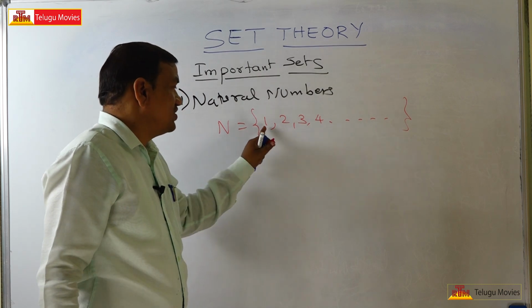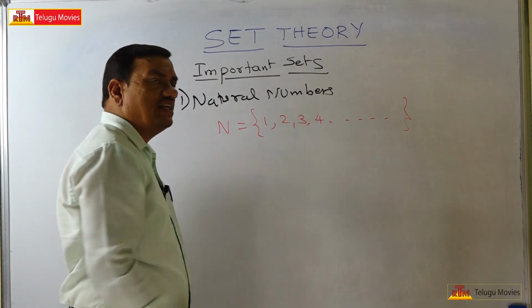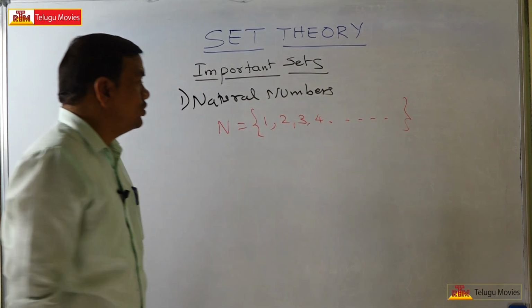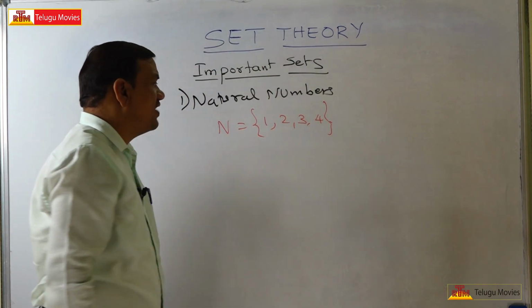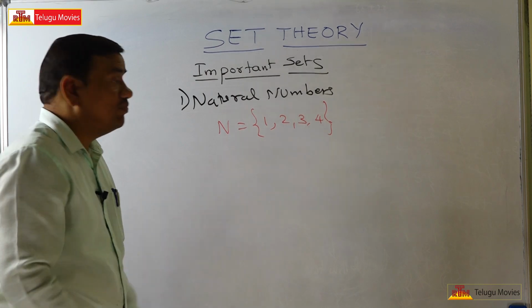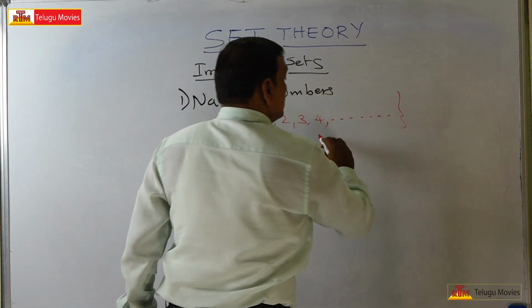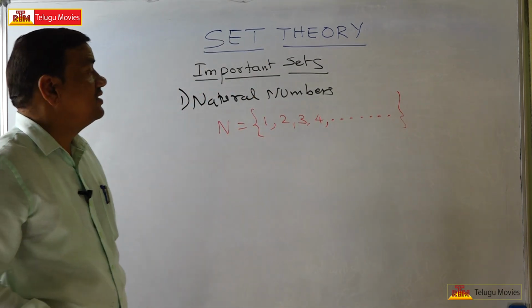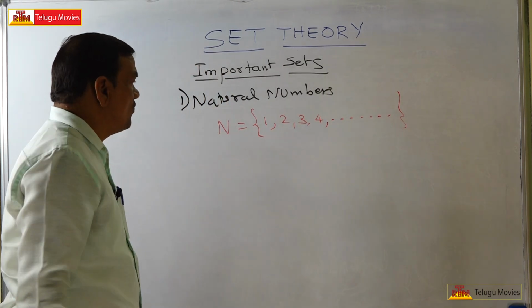The first, least element is 1, the next elements are 2, 3, 4. The greatest element we cannot say, which is why we have to write the dots. You should not write it up to some number and close it, because that would only be a part of the set. You have to write the dots, which means the set contains an infinite number of elements and the last element you cannot say. So this is the set of natural numbers.